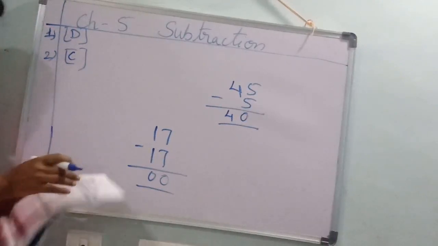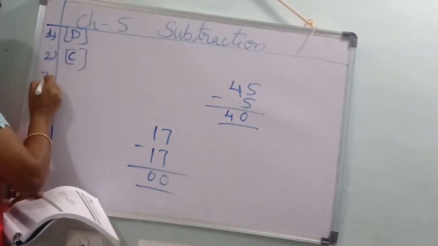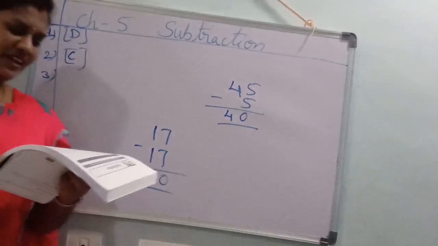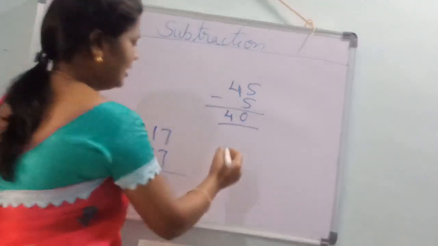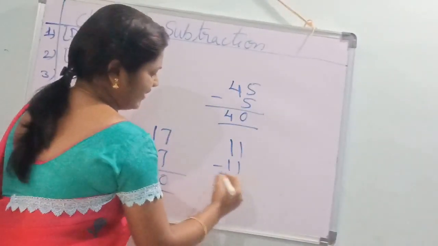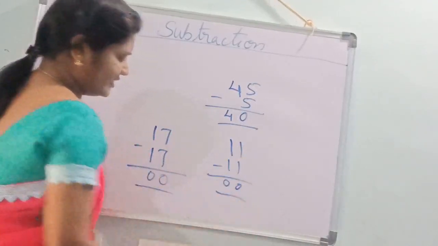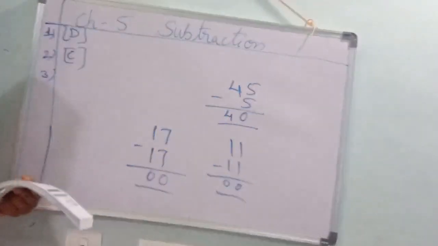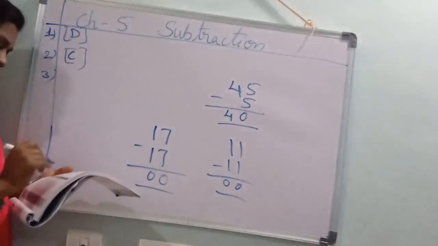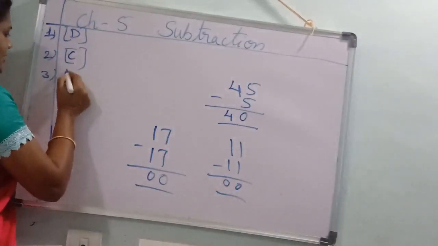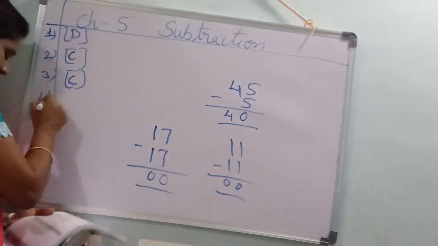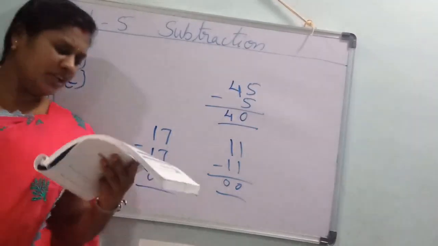Understood? Next, third one. The difference between 11 and 11. 11 minus 11. 1 minus 1 is 0, 1 minus 1 is 0. What is the difference between 11 and 11? 0. Where is it? Option C. Next. Multiple choice question.